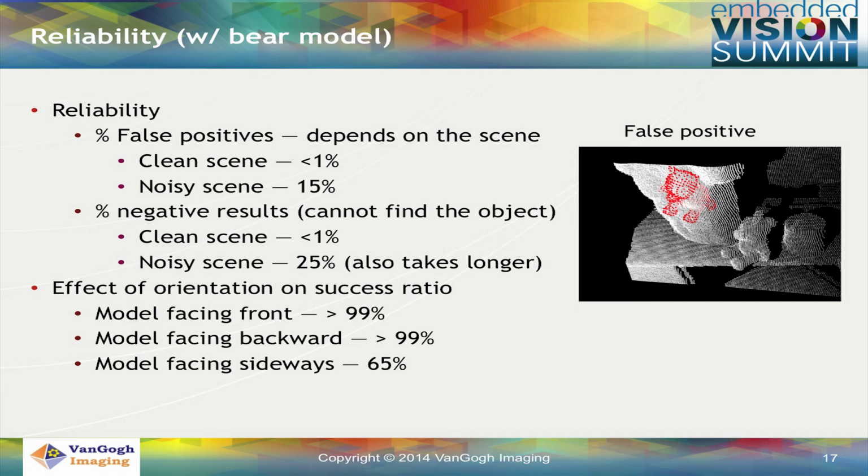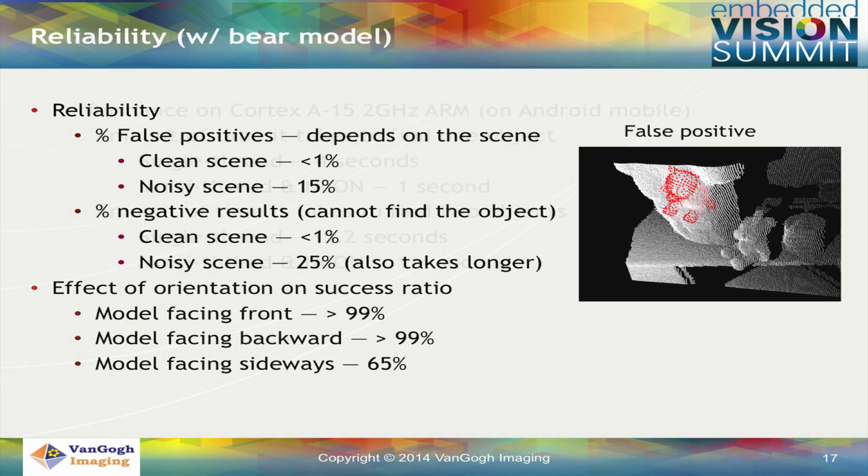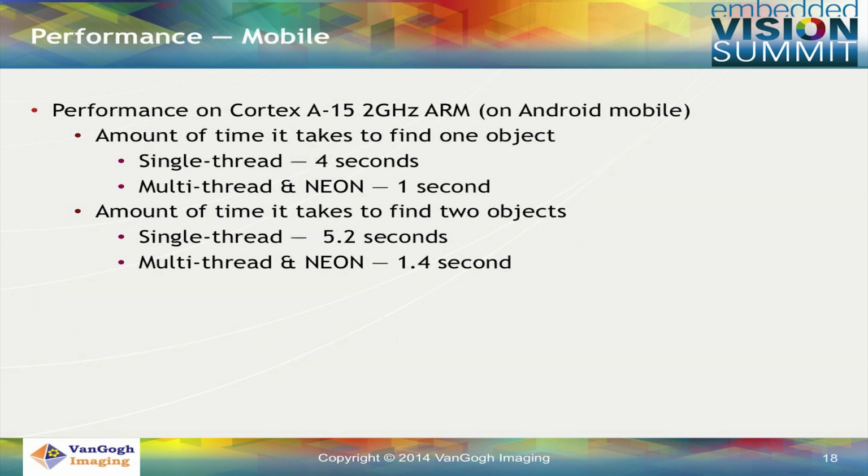The success ratio is also dependent on the orientation. So when the bear was sideways, it didn't do as well because there aren't as many points on the side. We got that up to about 80% now. So it's just one of those things that we just need to continue to improve. On the mobile device, you will see a demo out there. We got it running at about 2 frames per second on a mobile device, on a Samsung phone.